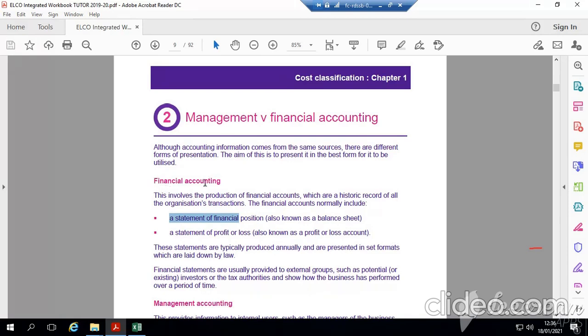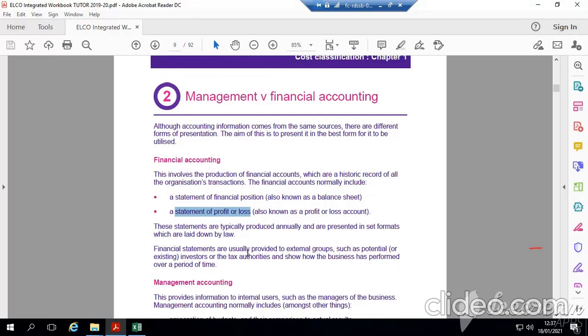The financial accounting responsibility is to gather historical records. From the historical records, you prepare the statement of financial position: what you own, what you owe, assets and liabilities. Then the second statement, preparing the statement of profit or loss, whether the business made a profit or loss for the period of activity. So this is all about financial accounting.